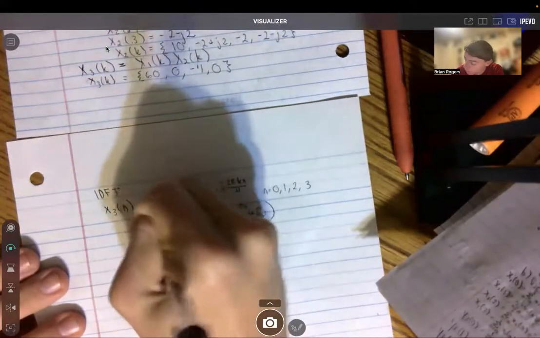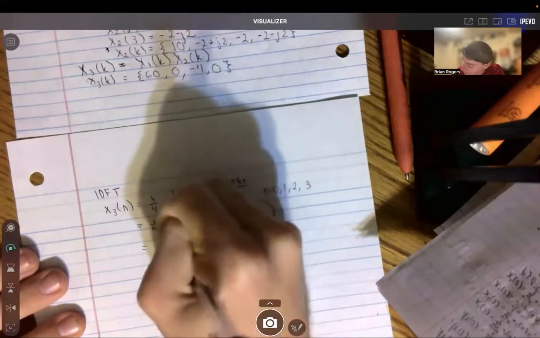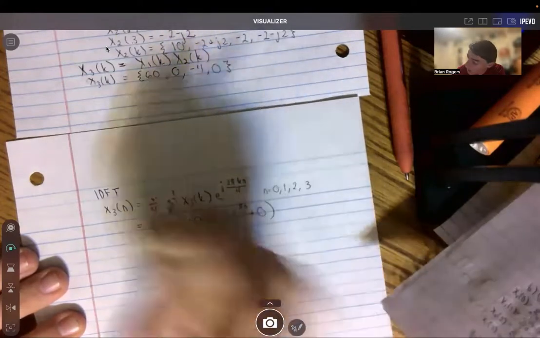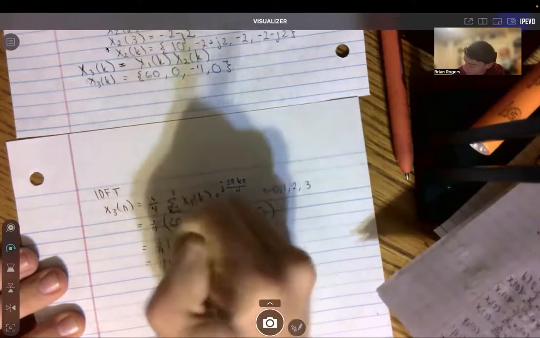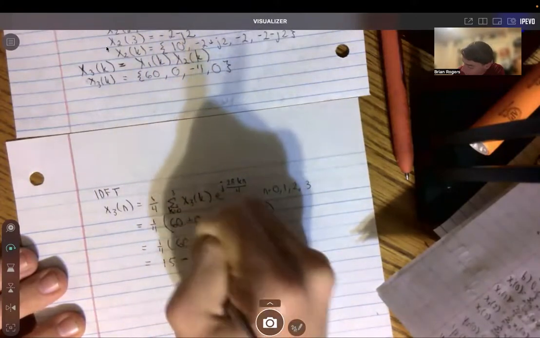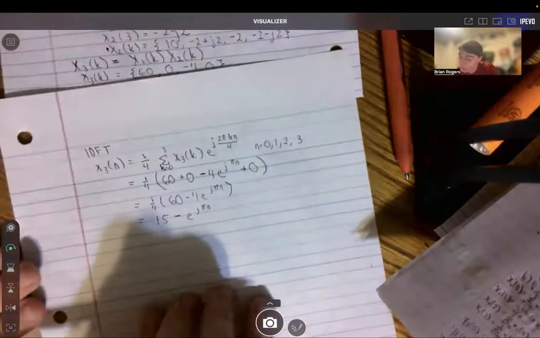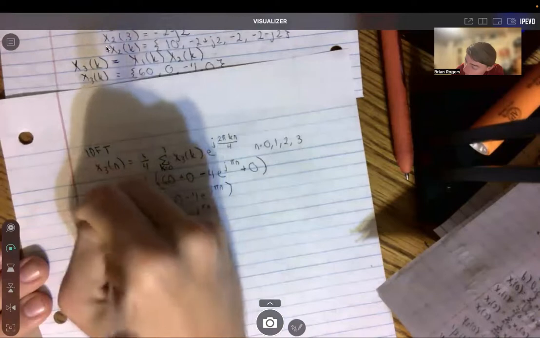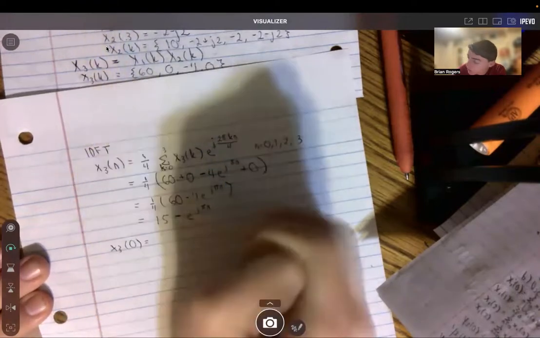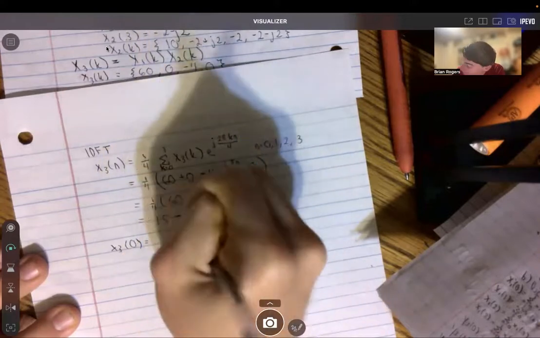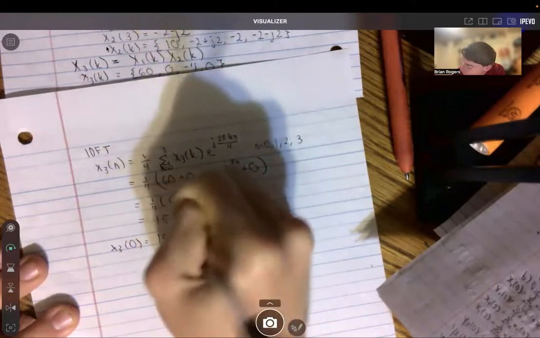Now we got 1/4, and then it's going to be 60 minus 4e to the j pi n. This can be simplified to 15 minus e to the j pi n. Okay, now that we got that, we need to solve for x3 of 0, which is plugging in 0 here. You're going to get 15 minus 1, which is going to be 14.